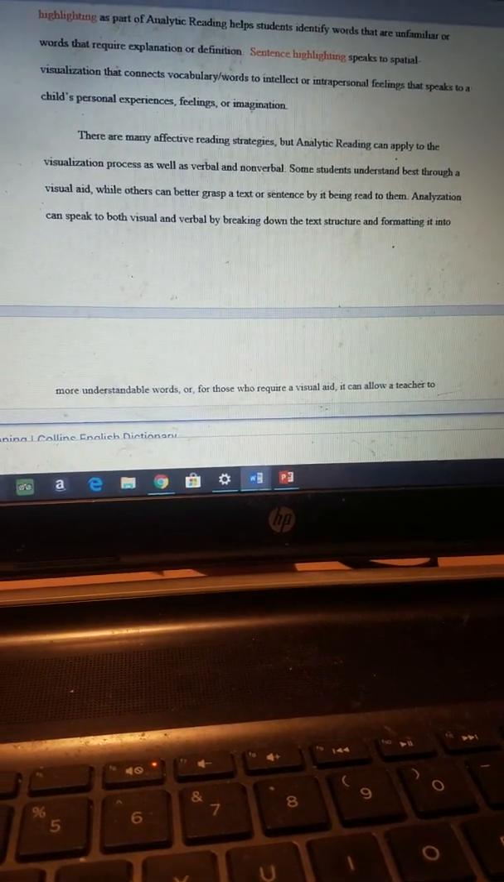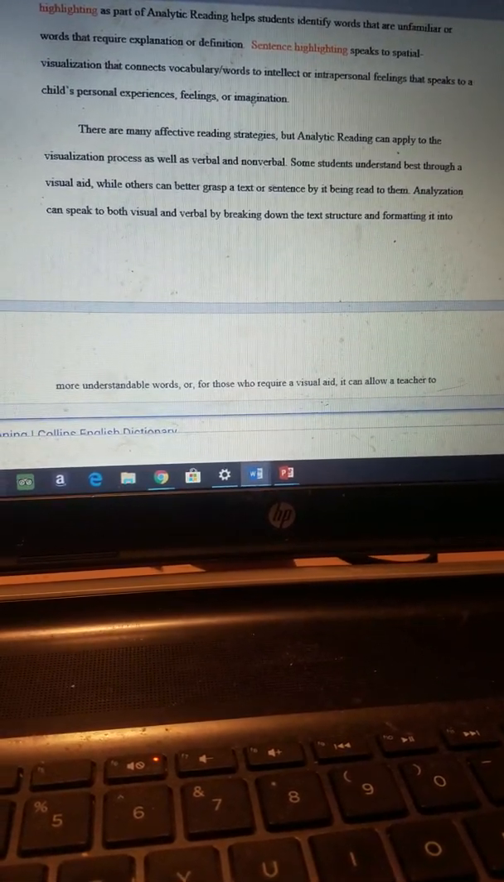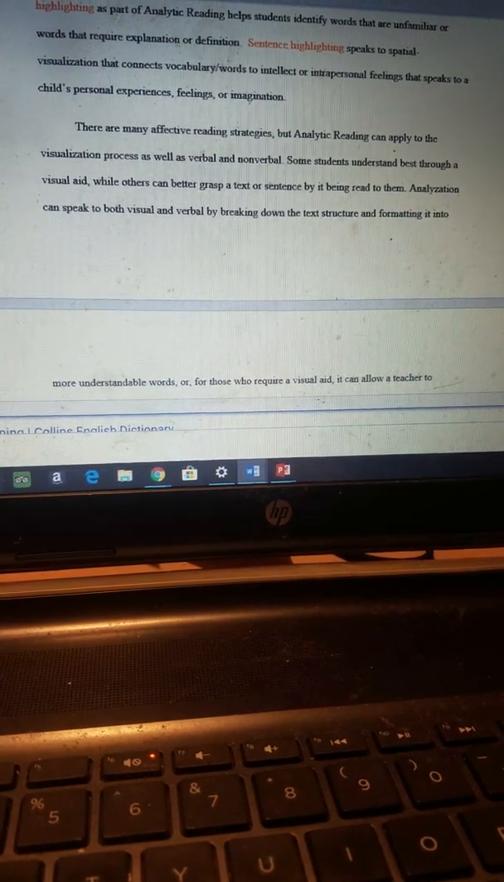Using sentence highlighting as part of analytic reading helps students identify words that are unfamiliar or words that require explanation or definition. Sentence highlighting speaks to spatial visualization that connects vocabulary and words to intellect or interpersonal feelings. That speaks to a child's personal experiences, feelings, or imagination.